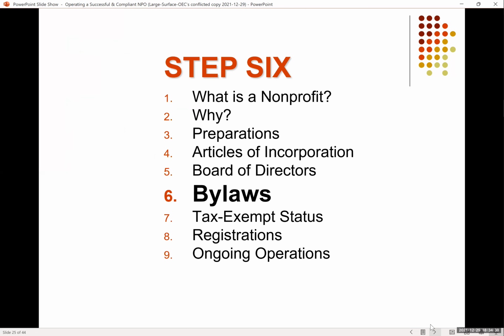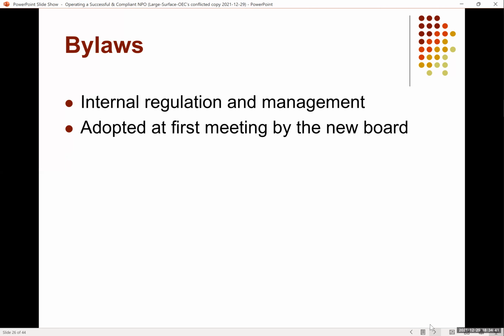So the bylaws are the internal regulation and management. That's how long does a person stay on the board? What's everybody's role? All that is in there. This is another thing, I provide customers with some template bylaws, and they just adopt them, and I don't even think they look at them. You should adopt them at your first meeting by the new board. But this is a good time to sit down and look at those bylaws. You may have a template that'll help you out, and I'm gonna provide that to all of you, like templates of all this stuff.